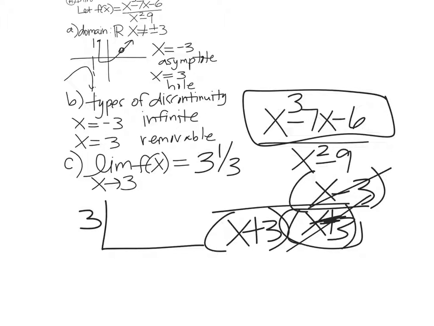Why not -3? At -3, that's the asymptote. Oh, yeah. But it's okay, you can graph it. That's fine.